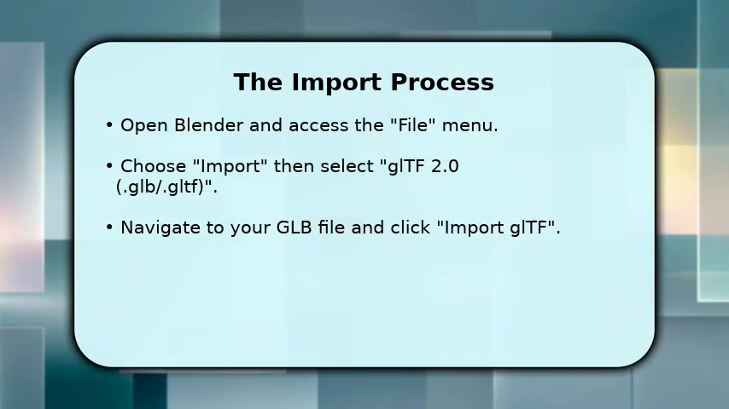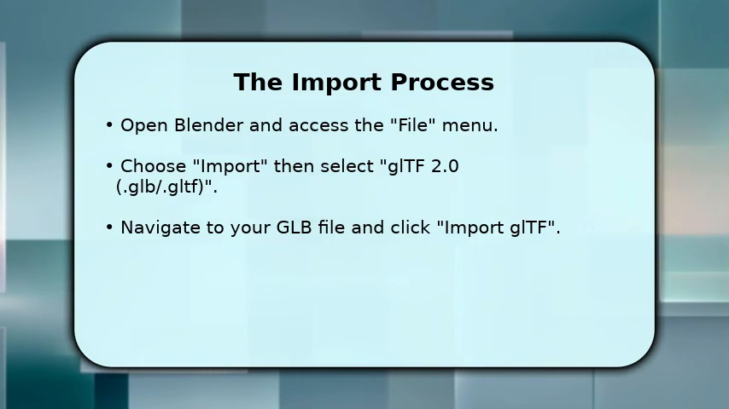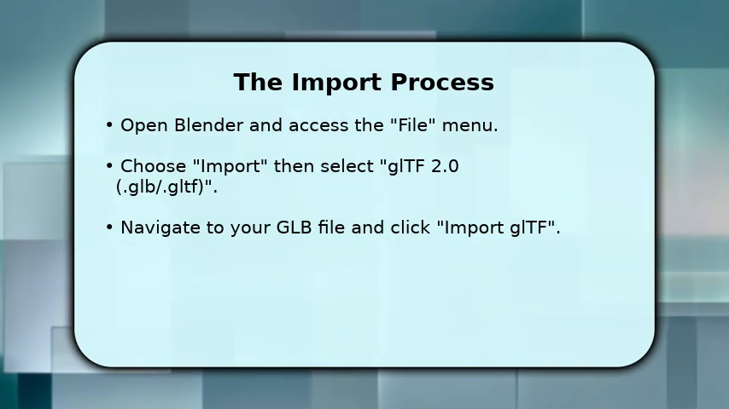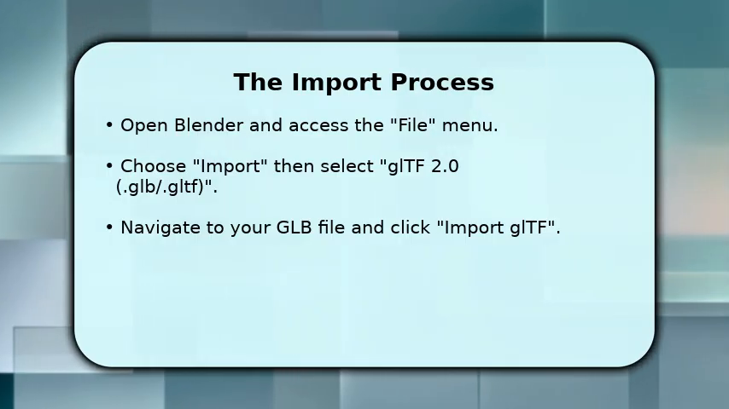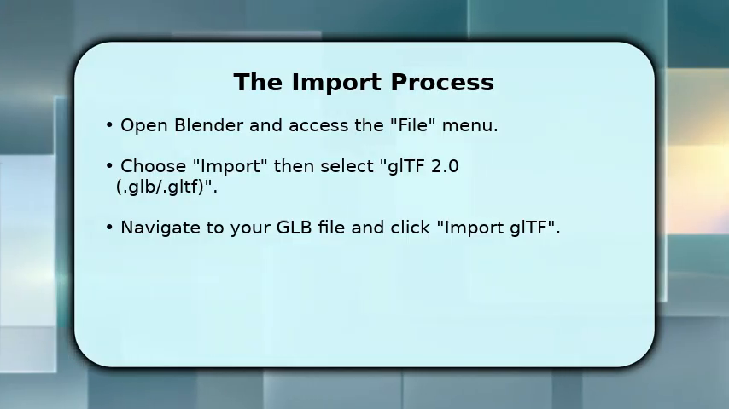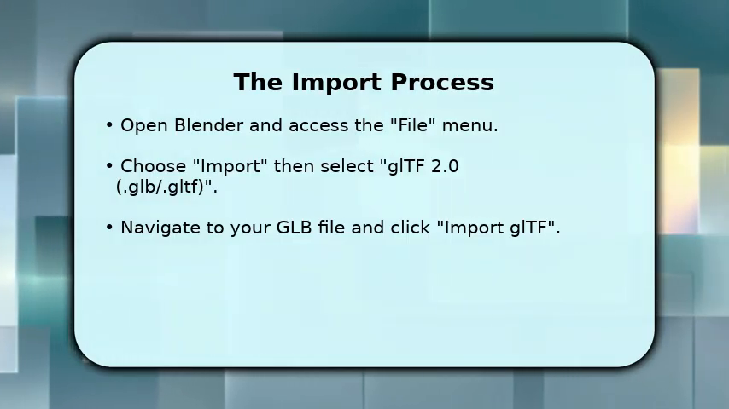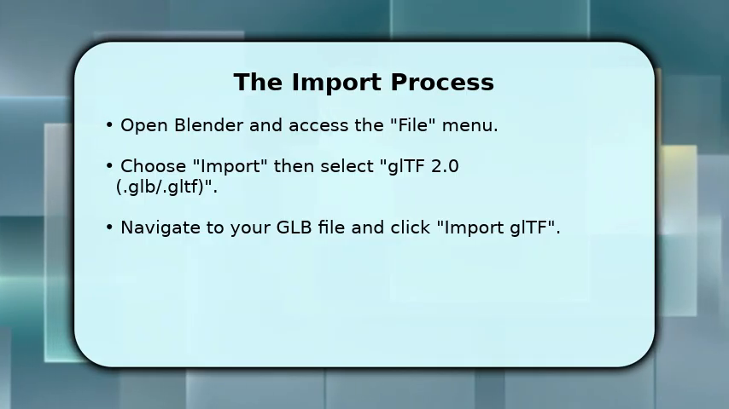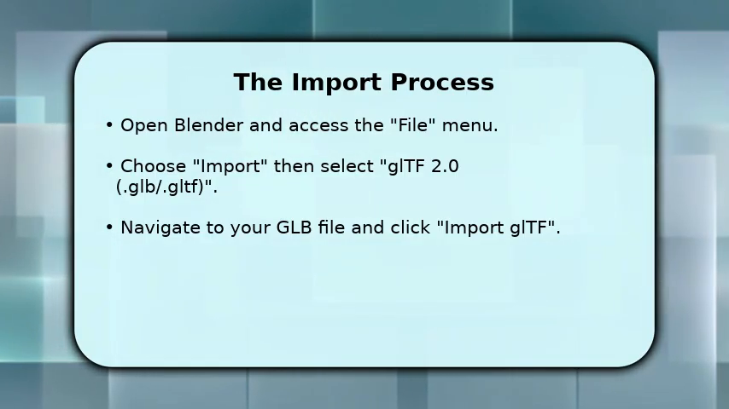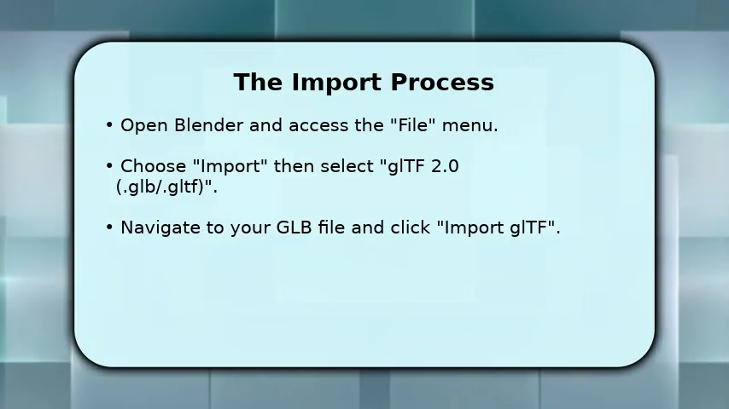To import your GLB file, begin by opening Blender. Go to the File menu at the top left of your screen. From the drop-down, select Import, and then choose GLTF 2.0, GLB/GLTF. A file browser will appear. Locate your desired GLB file, select it, and click the Import GLTF button to bring your model into the scene.